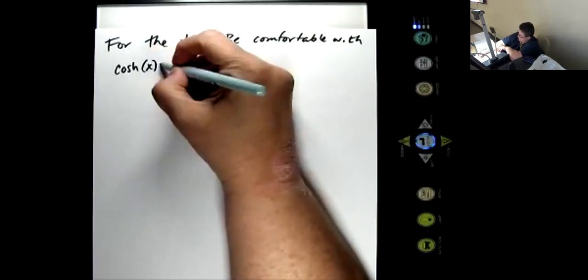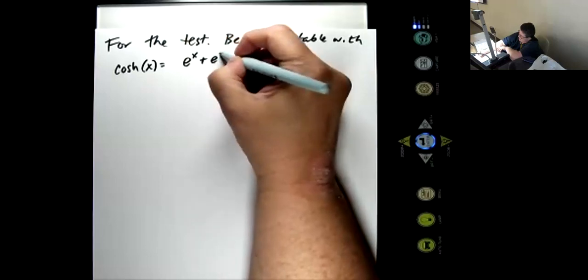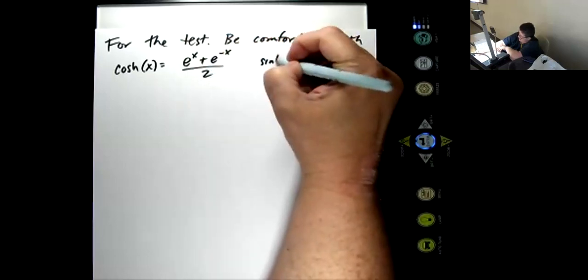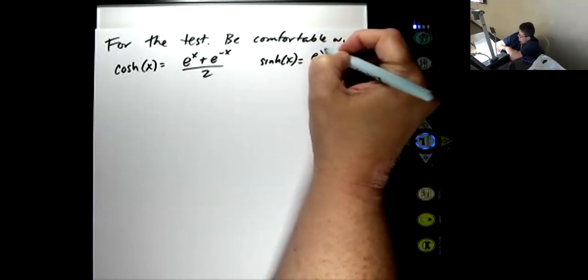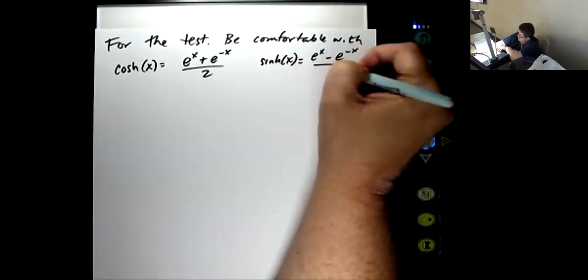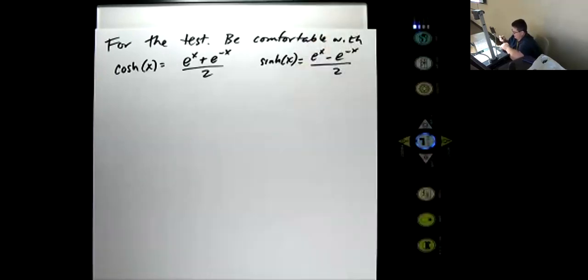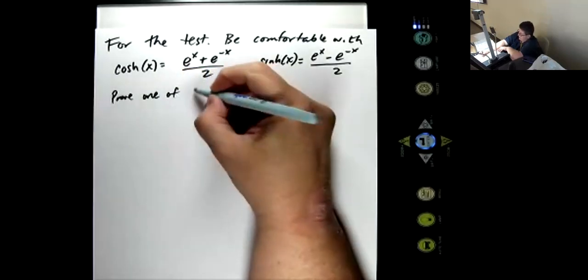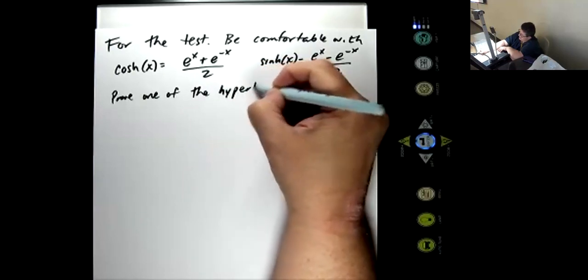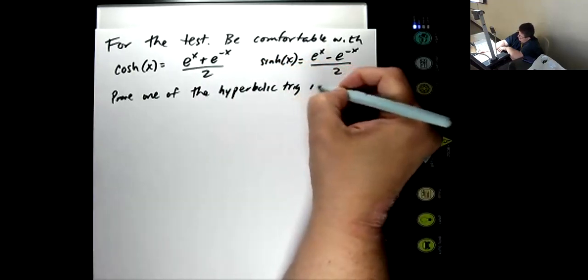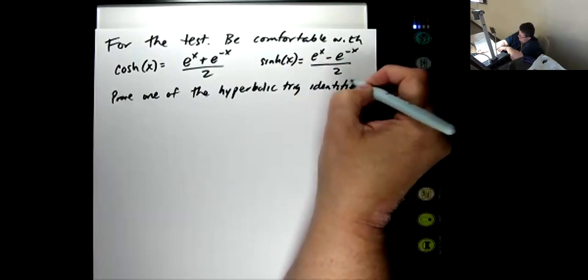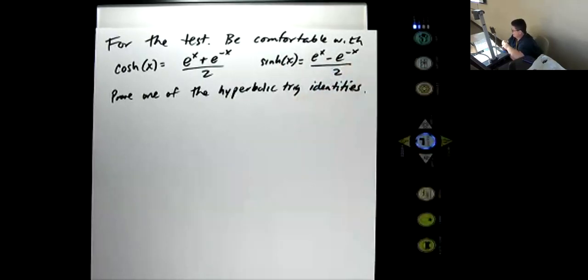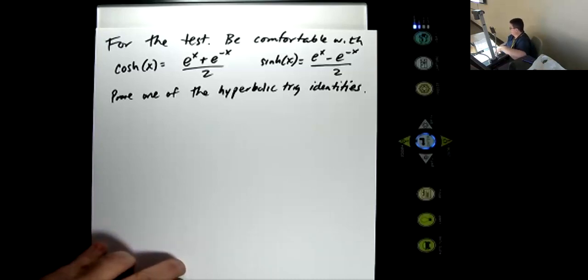cosh x equals e to the x plus e to the negative x over 2, and sinh x equals e to the x minus e to the negative x over 2. And you're going to have to prove one of the hyperbolic trig identities. We did an example in the lecture notes. You can see how to do it. You have something like that on there. I didn't put any derivatives for the hyperbolic inverses or any hyperbolic functions on there, but there's something on there for this.